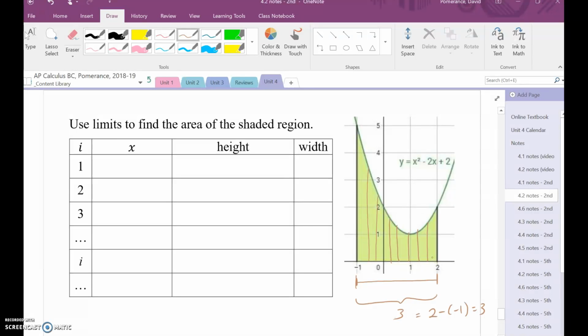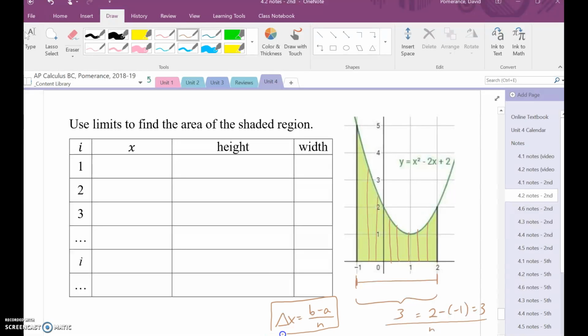So, of course, we're not going to use one rectangle, or 2, or 4, or 8. We're going to use n rectangles. So we're going to take that interval of 3 and divide it by n. So delta x is going to be found by taking the distance between our end value minus our initial value, or b minus a, divided by n.